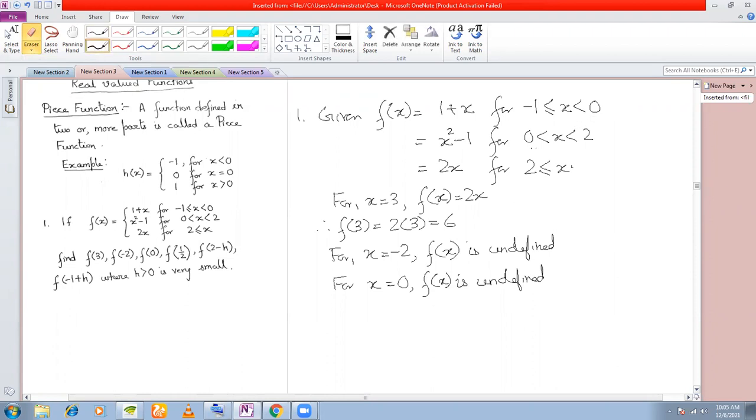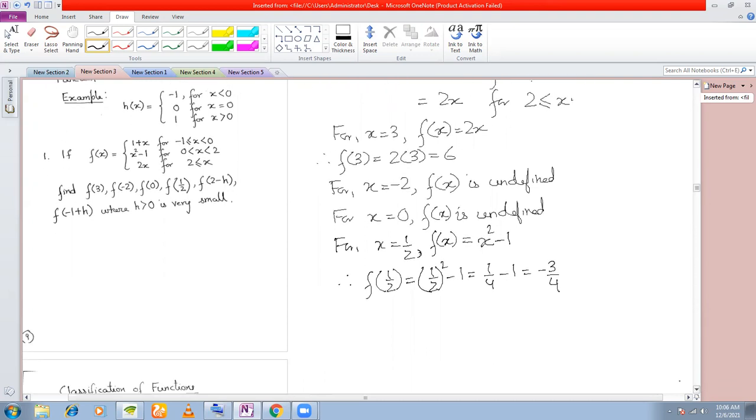Okay. So next, f(half). For x is equal to half, what is the value of f(x) in this piece function? If you see, half lies in the interval 0 and 2, in this interval. So that means f(x) must be equal to x square minus 1. So therefore, what is the value of f(half)? Half square minus 1. 1/4 minus 1, which is minus 3/4.